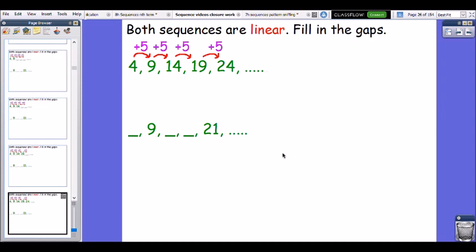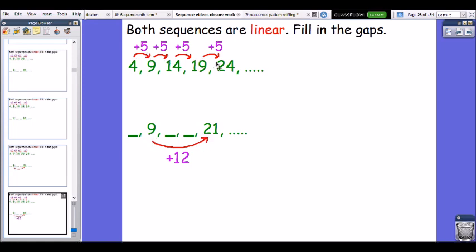Alright, a little bit trickier. So my second term is 9, and my fifth term is 21. How do I find the first, third, and fourth terms in my sequence? Well, let's focus on the information they've actually given us. To get from 9 to 21, I've added 12. But how many gaps are there to get from 9 to 21?